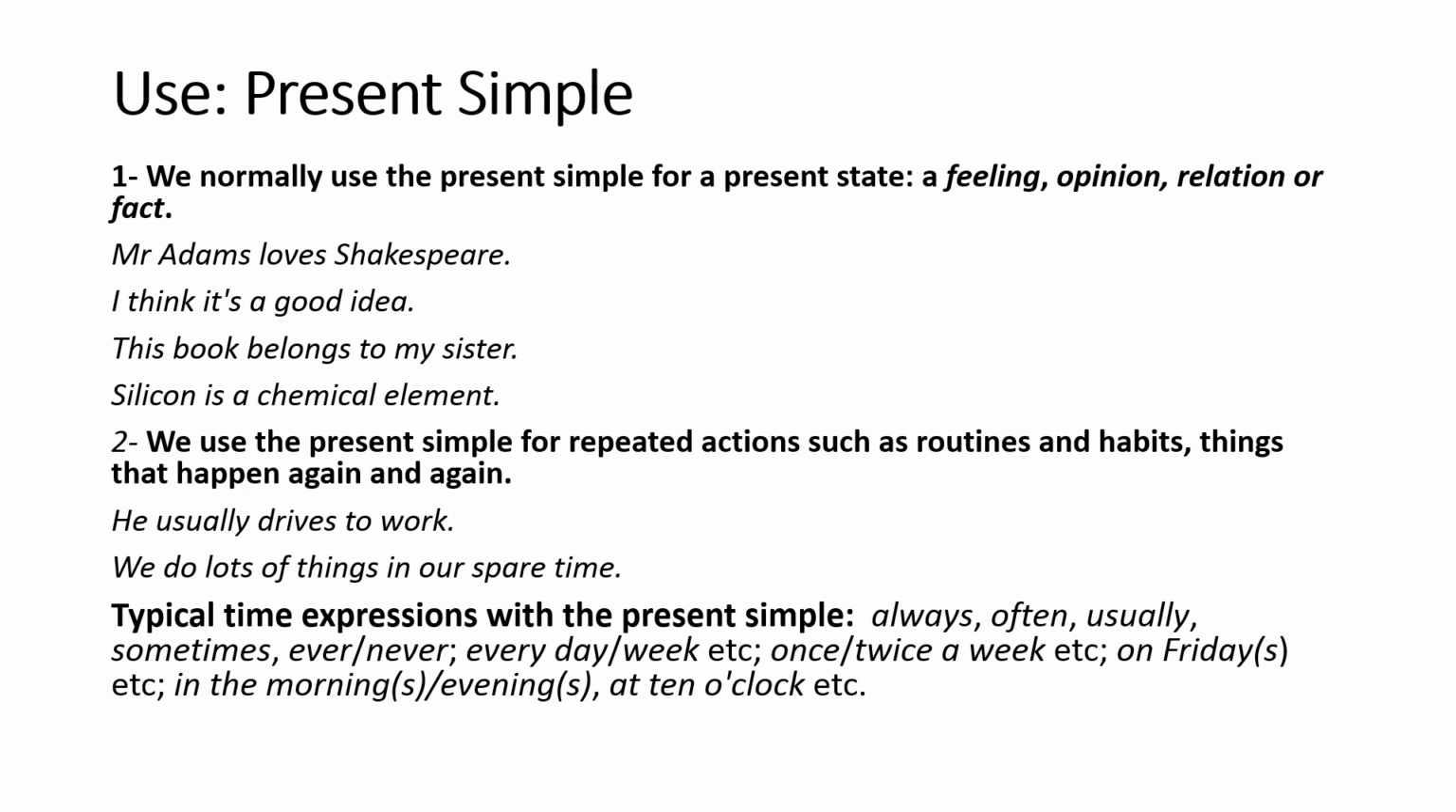As for the different uses of the present simple, the first point is that we use the present simple for a present state. What do we mean by a present state? We mean a feeling, we mean opinion, we mean relation or fact. So we use the present simple to express our feelings, our opinions, relation or facts. The first sentence here, Mrs. Adam loves Shakespeare. So this is a feeling, and it is in the present simple.